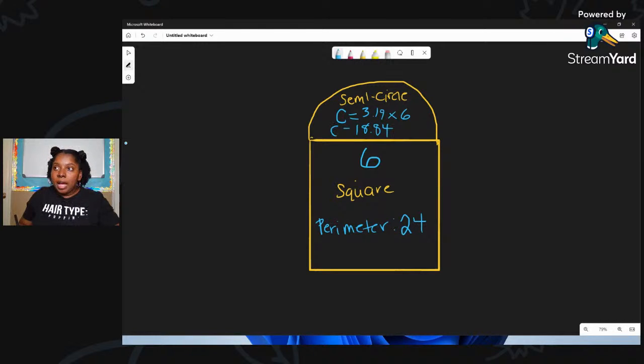So this is what I got when I found the circumference. But is this the circumference of the semicircle? Okay, Blink Rose, what do I have to do? Good job. So what do I have to do? What should I do?